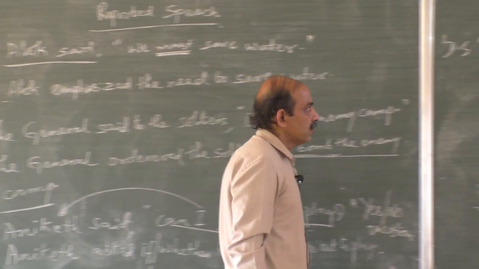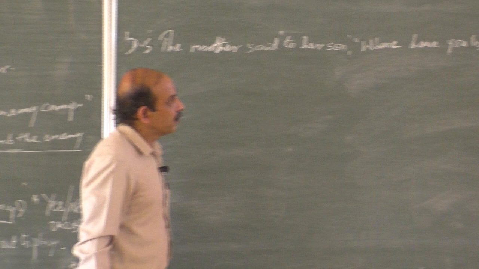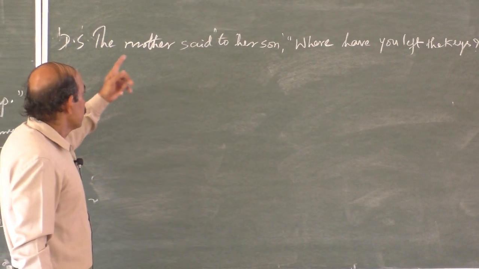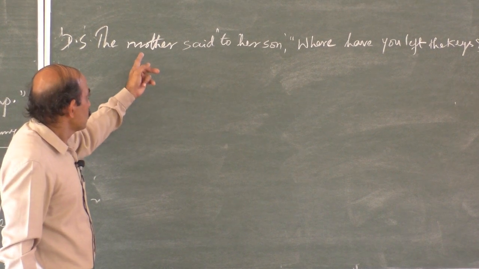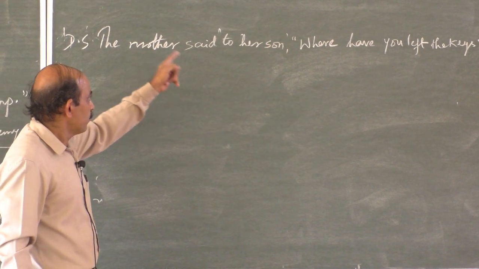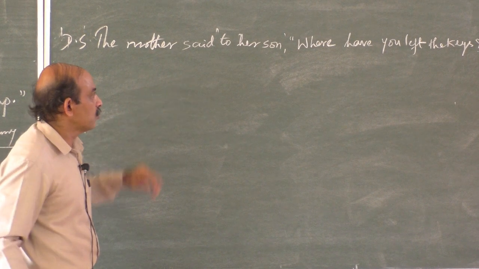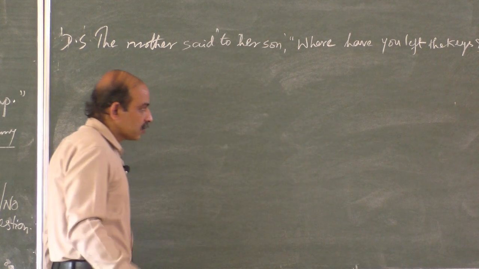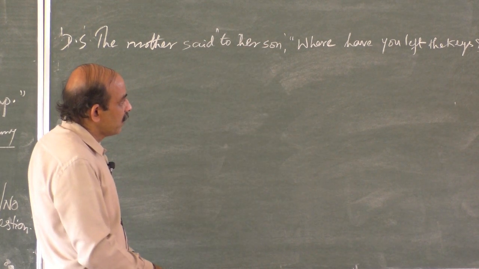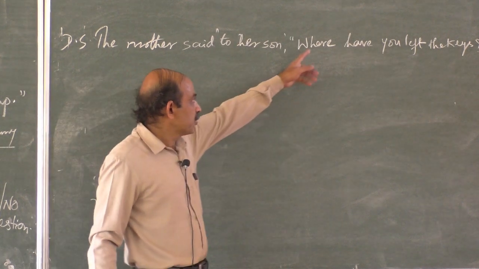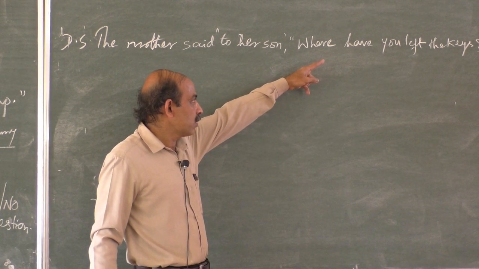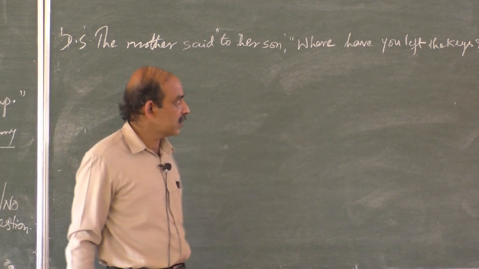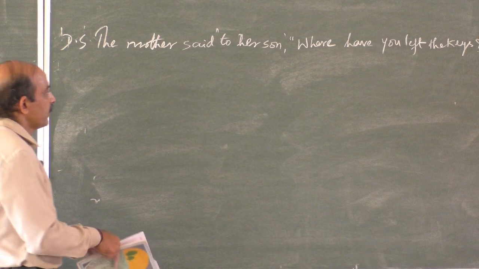Now look at this. The mother said to her son, where have you left the keys? It is a WH question, the another type. The mother said to her son. So this is mother, female, to her son, male, that you have to remember because connections are available when you change from direct to indirect. Where have you left the keys? WH word where, after that helping verb have, you subject, left main verb, and then of course the other items available, object or whatever it may be.